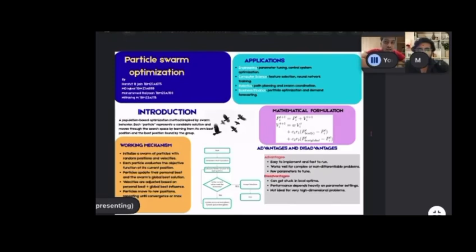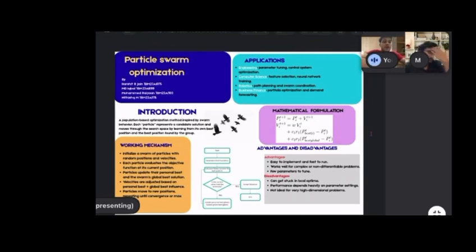PSO is an optimization method inspired by birds flocking and fish schooling. It uses a group of particles that moves in a search space. Each particle learns from its own best solution, and also from the best position found by the whole group. Over time, a particle moves towards a better solution. It is simple to understand and simple to make. It also works with complex non-linear problems.